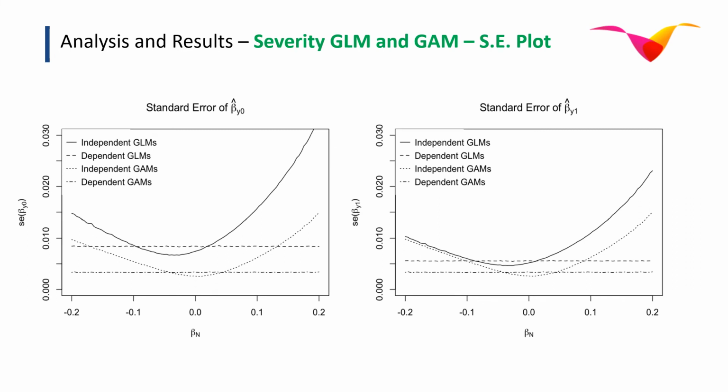As I mentioned in the methodology section, we've introduced a dependent component to the claim severity model. Although we don't have any time to discuss the dependent settings, the results can be readily read off from the standard error plots for both the intercept and the coefficient of x1 for the severity models. Clearly, no matter under which dependent setting, the GAM fitting always gives a smaller standard error than its corresponding GLM fitting.